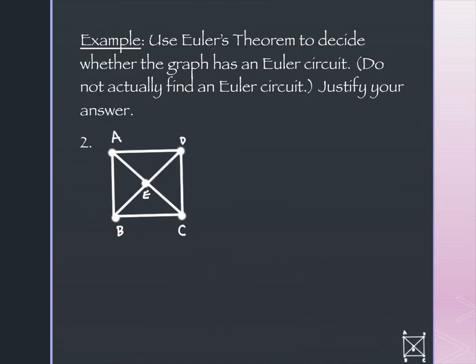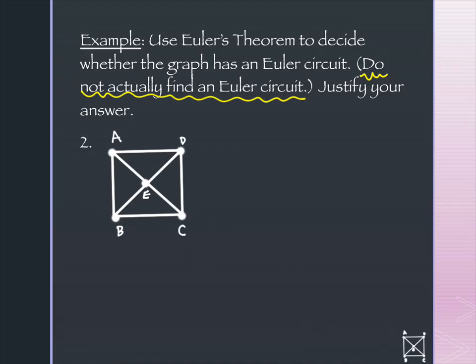So let's look at an example now. We have a different image. This one says, use Euler's theorem to decide whether the graph has an Euler circuit. And it specifically tells you, do not actually find one. Okay, it's not asking for that on this particular problem. And it says, justify your answer. So that kind of a statement inside of my math lab would mean that it would have some multiple choice ones where it would say, it works because of this, or it doesn't work because of this, right? So it's a multiple choice kind of feature.